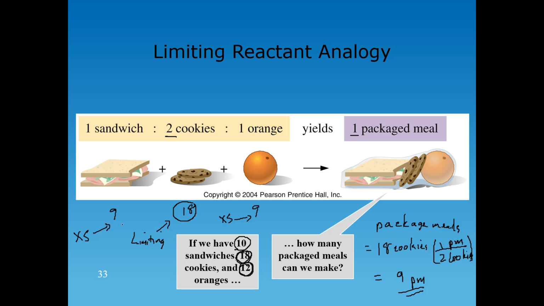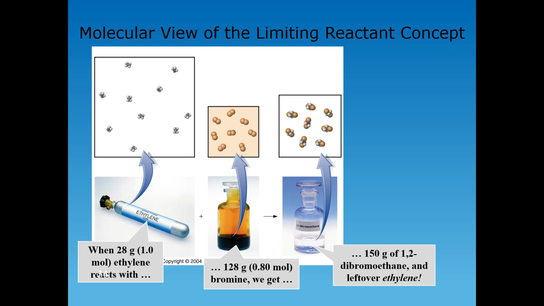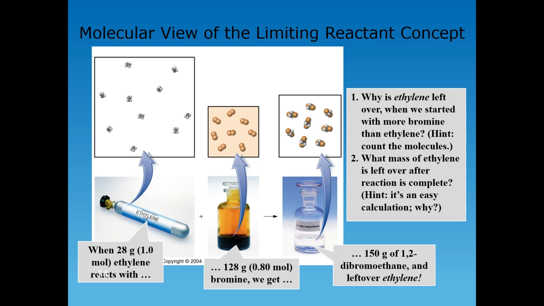And the same idea will apply to stoichiometric type problems where you start off with several reactants, one of them is limiting, you have to determine which one it is, and then based on that you can determine how much product you expect to get. So here is an actual chemistry example, the reaction between ethylene and bromine. Let me write the equation for this reaction.